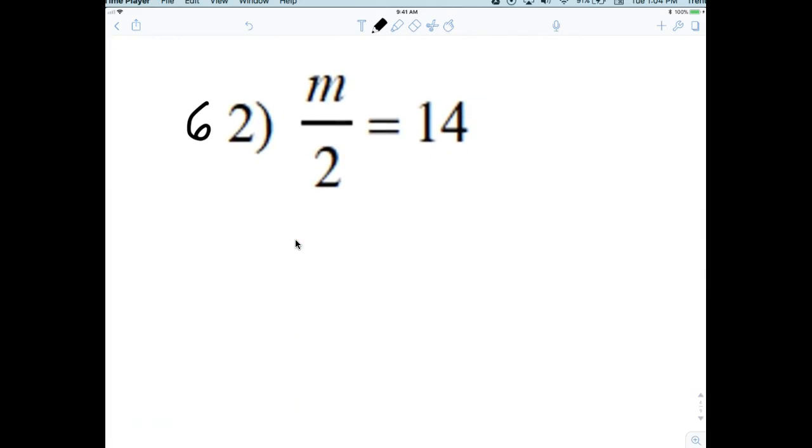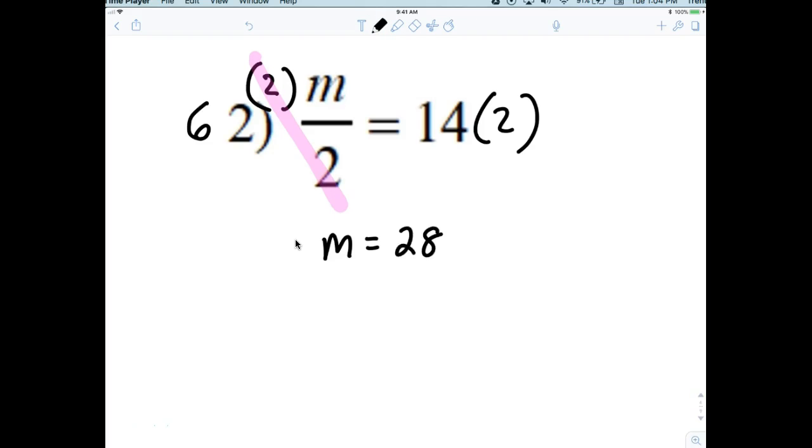Look at number 62. How do I undo division? Multiplication. So listen, all I'm doing, now look what I'm showing you. I'm multiplying both sides by 2. Now I don't put a times symbol, we put it in parentheses. Now what happens to the times 2 and the divided by 2? They cancel out. So all you have to do now is tell me m is equal to what? 28. That's how simple. Very simple.